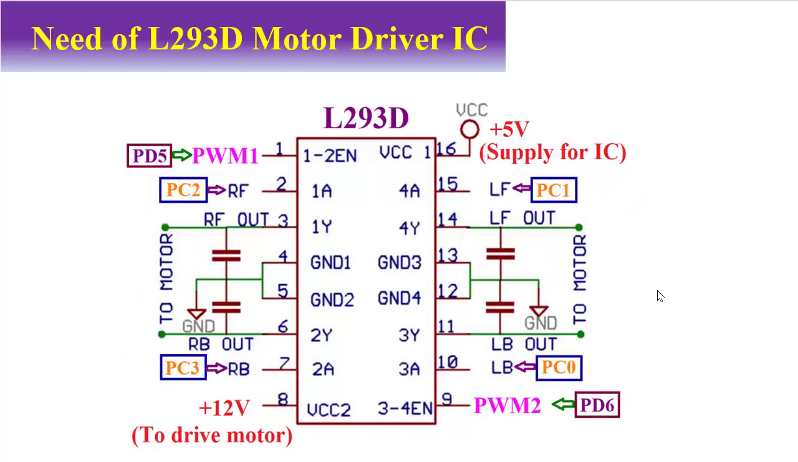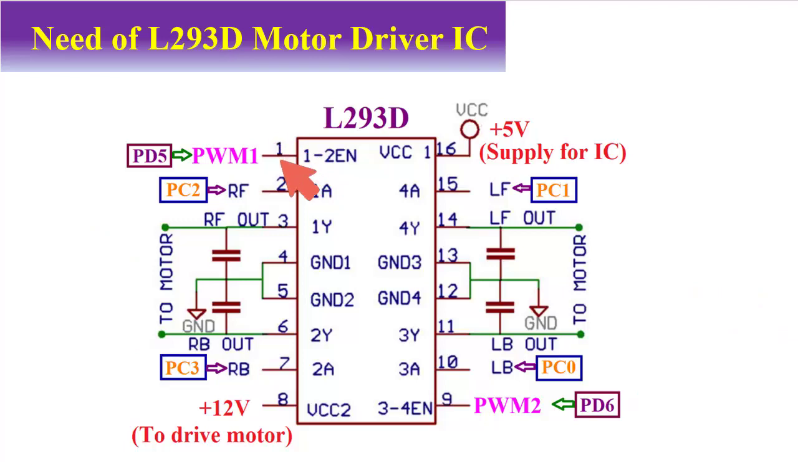In this case, I have connected microcontroller terminal PC0 with terminal number 10 of this L293D. PC1, that is port C1, is connected with 15, port C2 is connected with terminal number 2, and port C3 is connected with terminal number 7. So these 4 pins, PC0, PC1, PC2 and PC3, from port C of the ATmega 328P have been used to control these 2 motors.